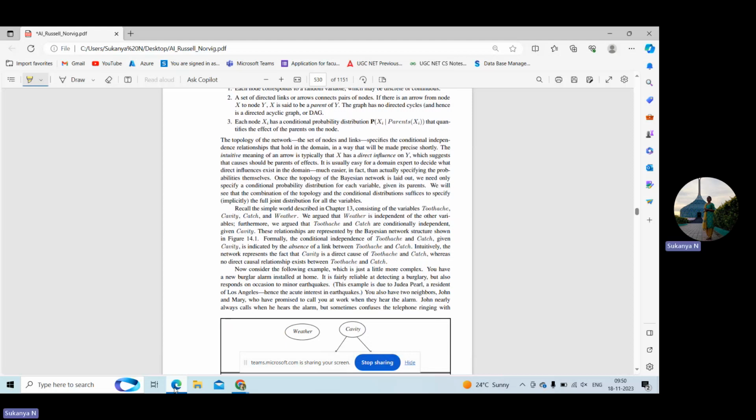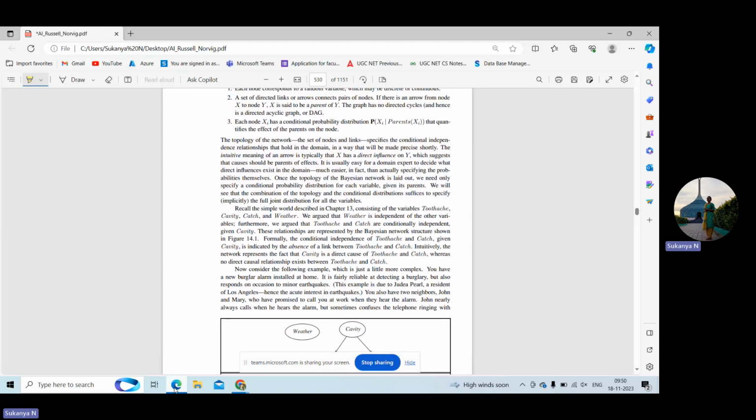Okay. So this is an example which they will be using for the entire chapter. So what is this example? There is a person, Karthik, who has installed a burglary alarm in his home. Beside his home there are two neighbors, one is John and one more is Mary.